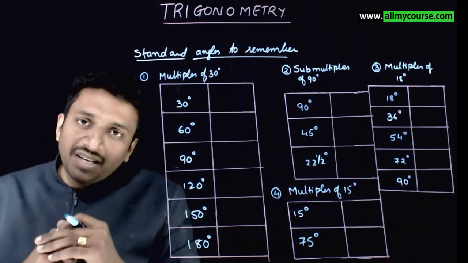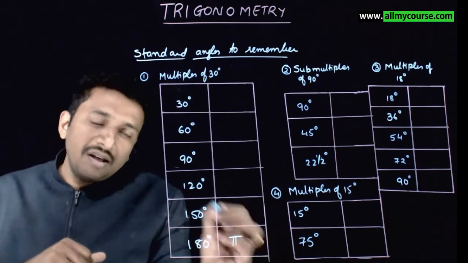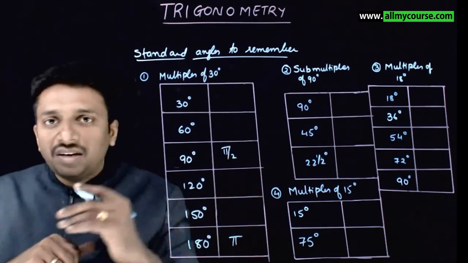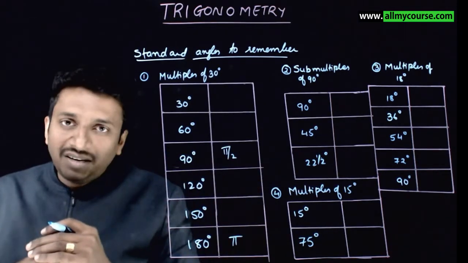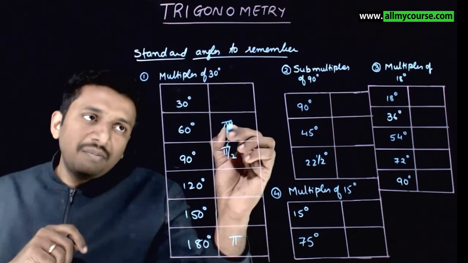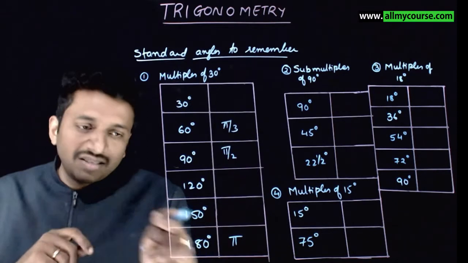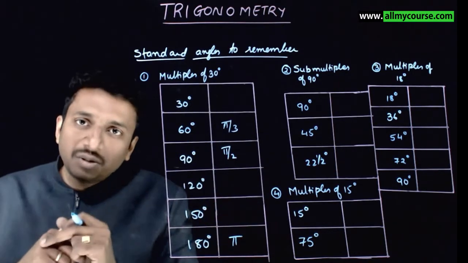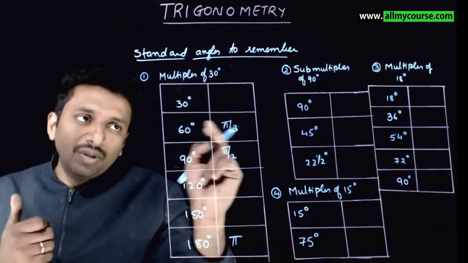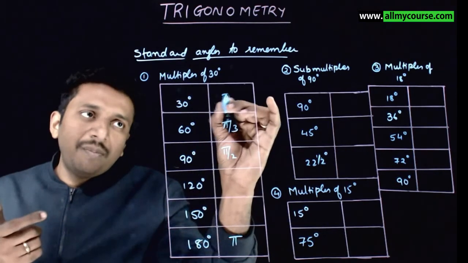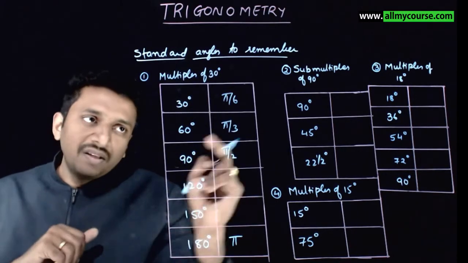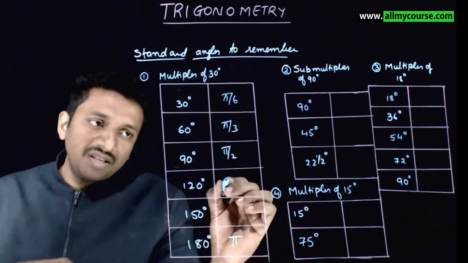First, 180 degrees, we know it as pi radians, right? 90 degrees is pi by 2 radians, right? Now 60 degrees is nothing but 180 by 3, that is pi by 3 radians. 30 degrees is nothing but 60 by 2, that is pi by 3 by 2, which is pi by 6 radians. Now 120 is nothing but 2 times 60. 60 is pi by 3, so 2 times 60 is 2 pi by 3.